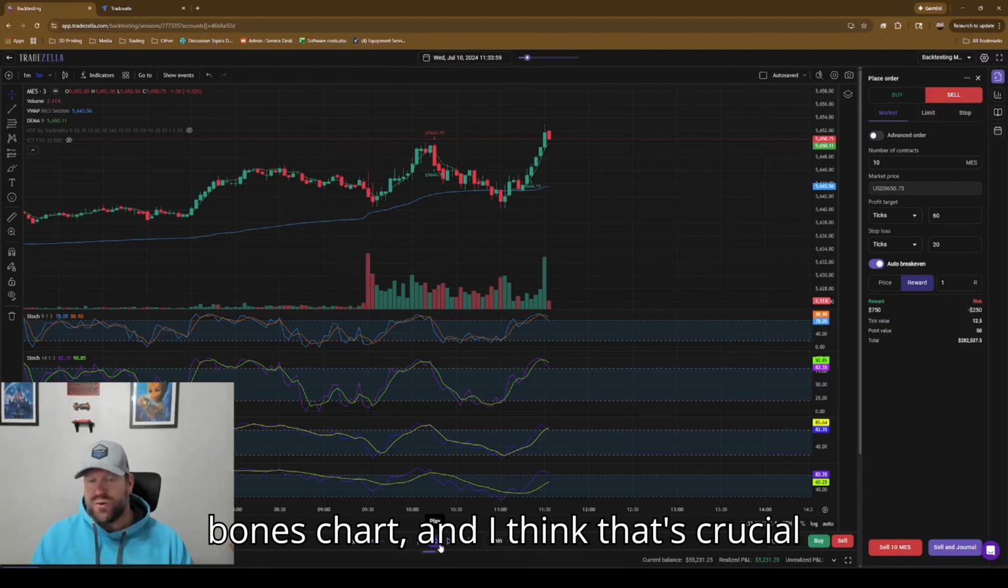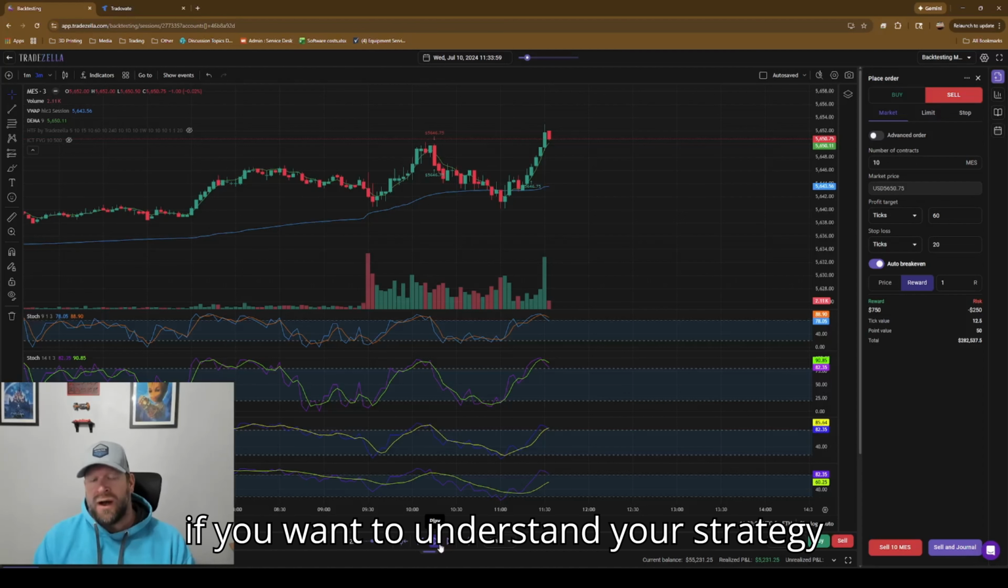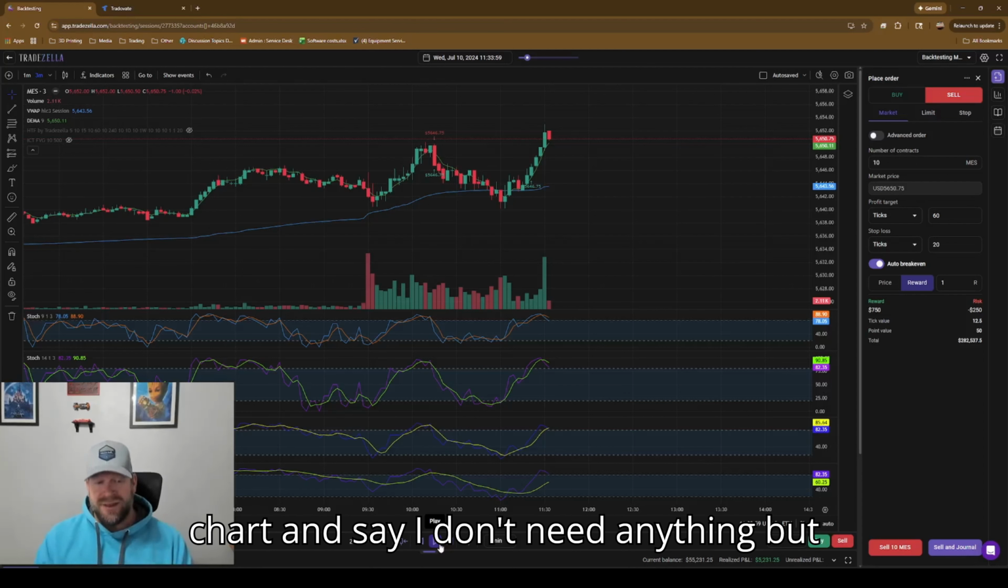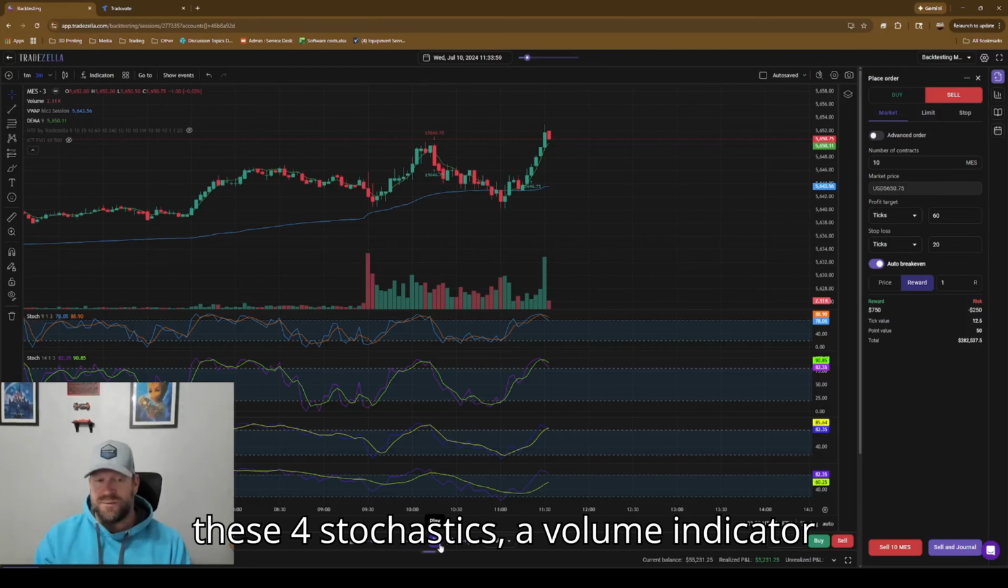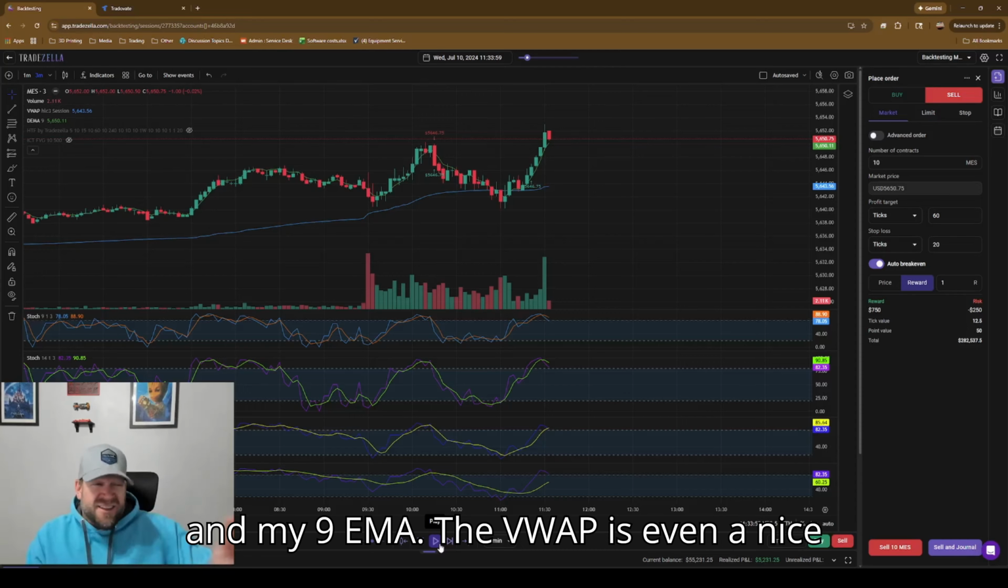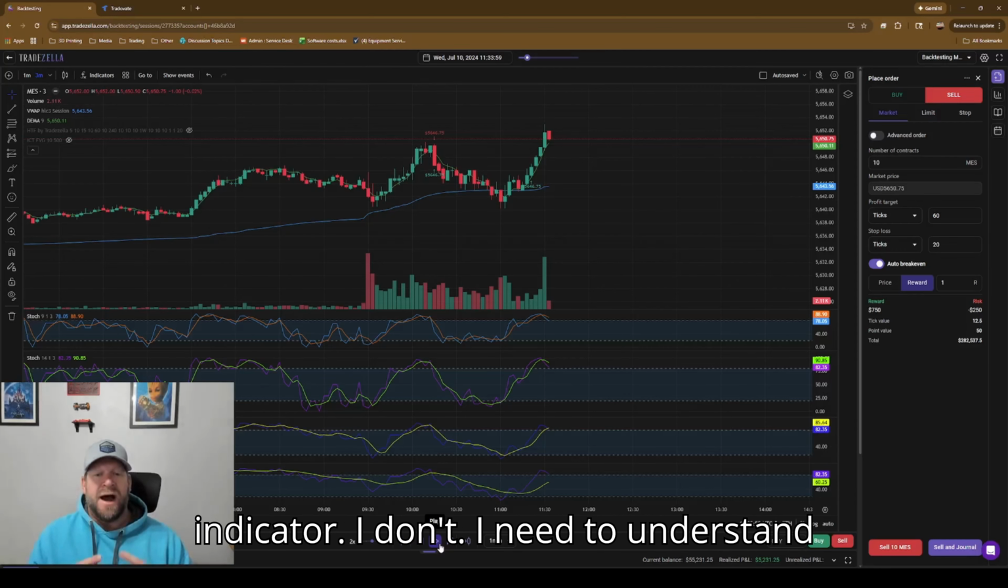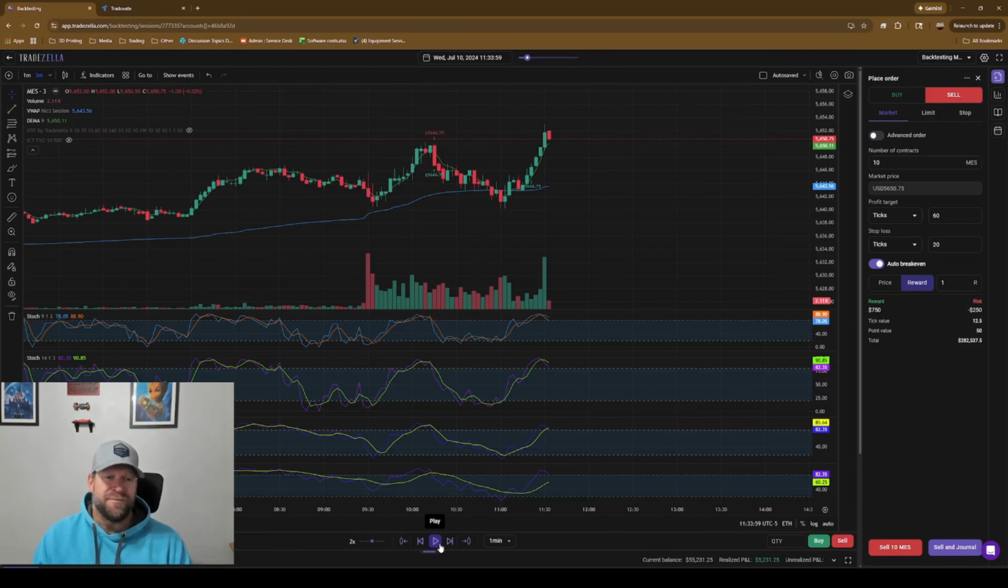And I think that's crucial if you want to understand your strategy well, that you be able to strip down your chart and say, I don't need anything but these 4 stochastics, a volume indicator, and my 9 EMA. The VWAP is even a nice to have, but I don't need my own custom indicator. I need to understand the market without all of that.